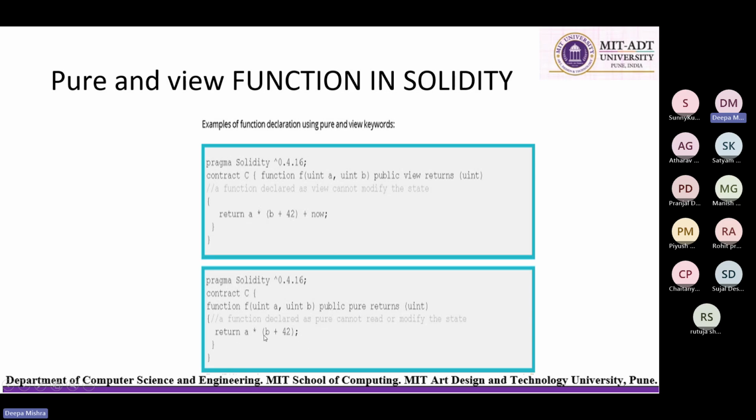So here you can see I've just written some mathematical calculations with local variables a and b. I cannot use plus now. If I write plus now or if I write plus block.timestamp, this code is going to throw an error that the function is pure and it cannot read the blockchain state. Okay, so this is the major difference between pure and view functions.